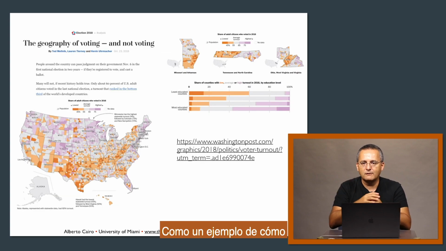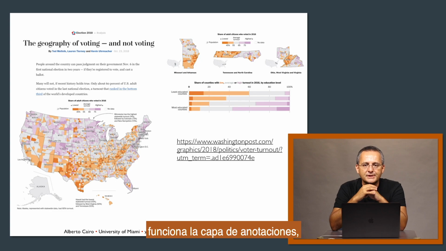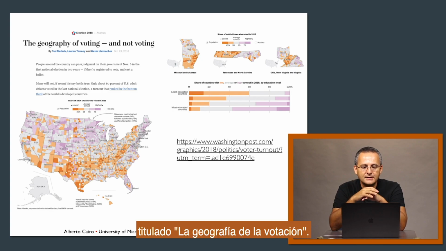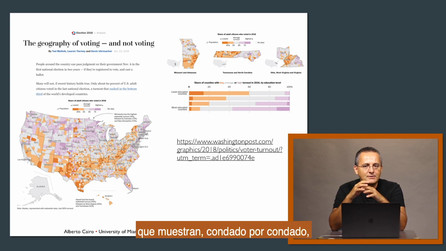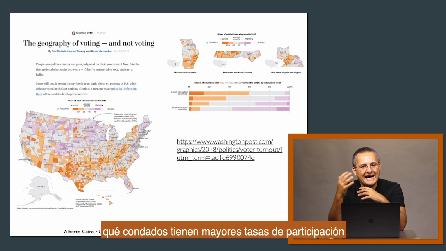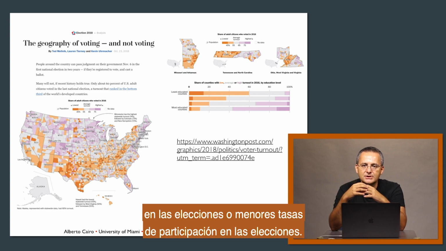As an example of how the annotation layer works, I would just like to show you this project by the Washington Post, titled The Geography of Voting. It's basically a series of maps and graphs and charts showing county by county which counties have higher participation rates in elections or smaller participation rates in elections.